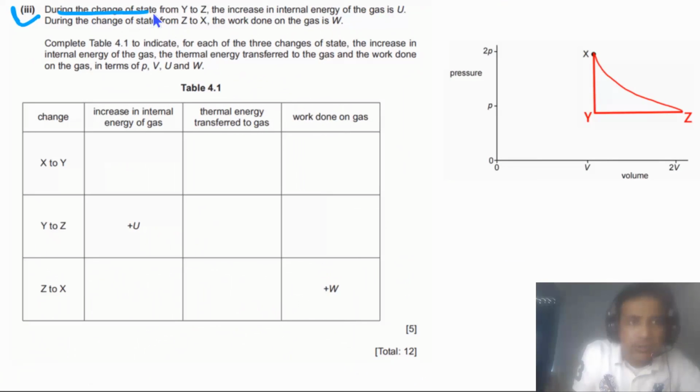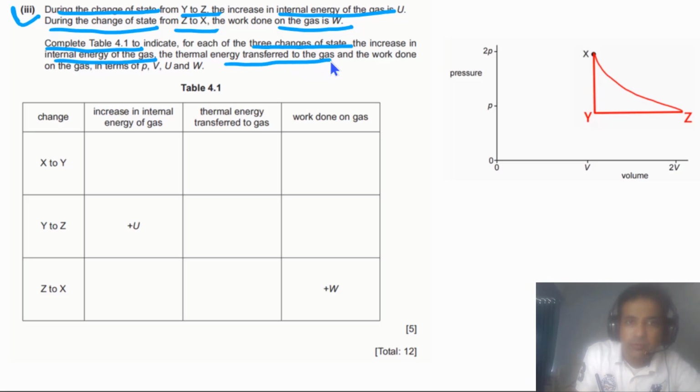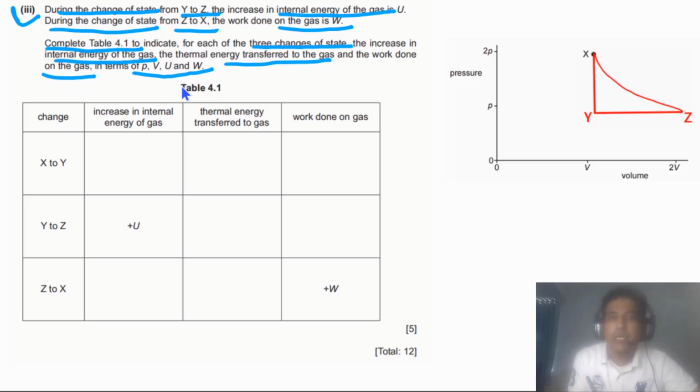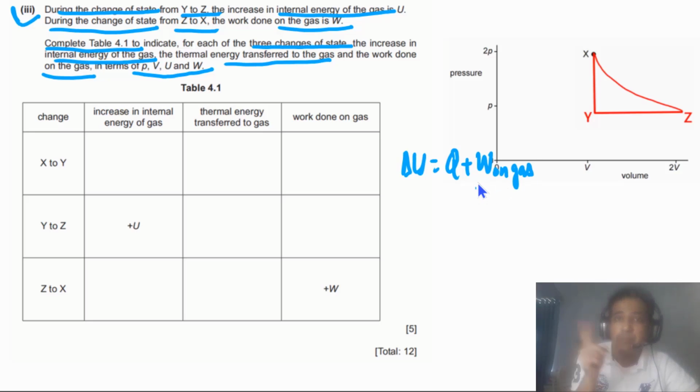The third part says that during the change of state from Y to Z, the increase in internal energy of the gas is capital U. During the change of state from Z to X, the work done on the gas is W. Complete Table 4.1 to indicate, for each of the three changes of state, the increase in internal energy of the gas, the thermal energy transferred to the gas, and the work done on the gas in terms of P, V, U and W. For this, first of all, we need to understand the first law of thermodynamics. According to the first law, delta U is equal to Q plus W, and this W is the work done on the gas.